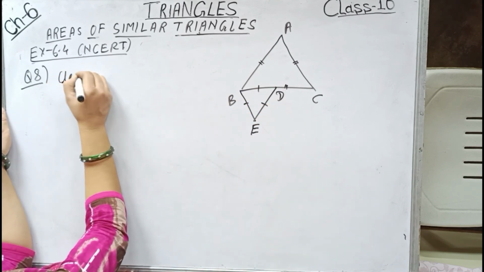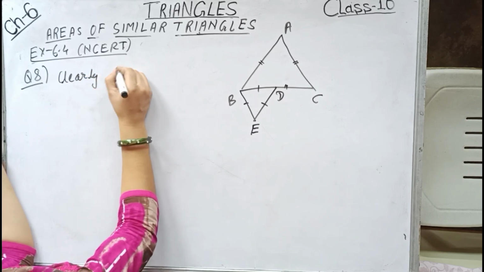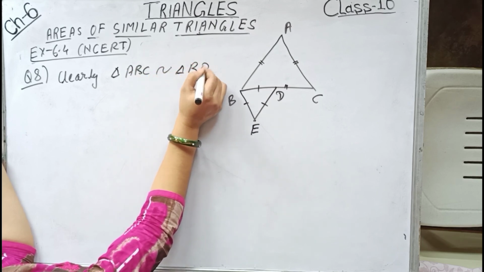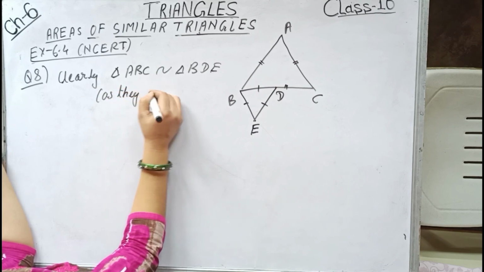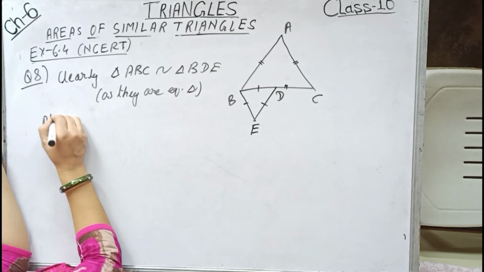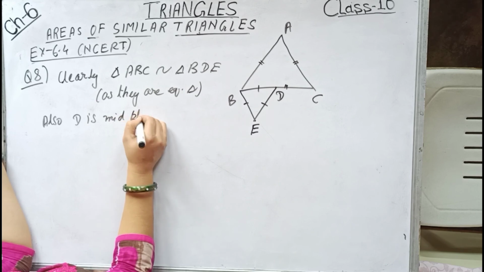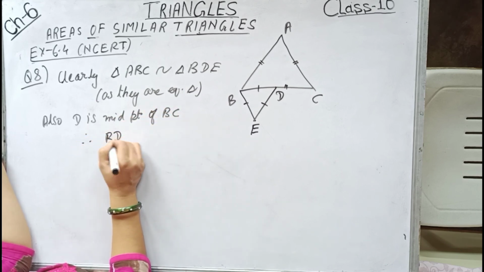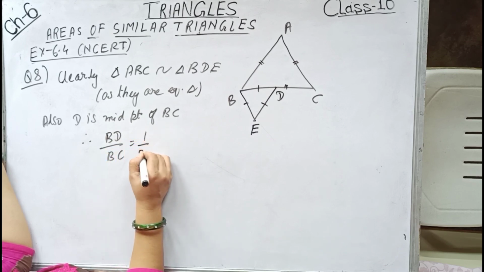So we will write clearly: triangle ABC is similar to triangle BDE as they are equilateral. Also D is midpoint of BC, therefore BD by BC equals 1:2.